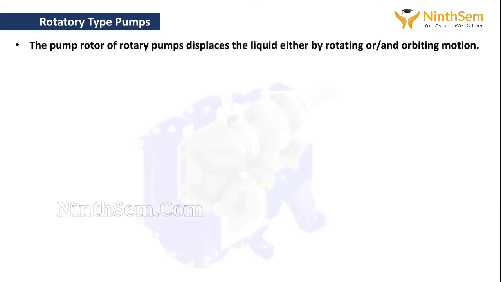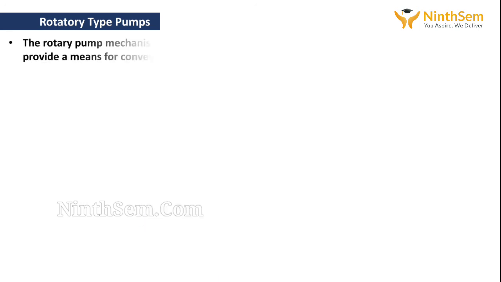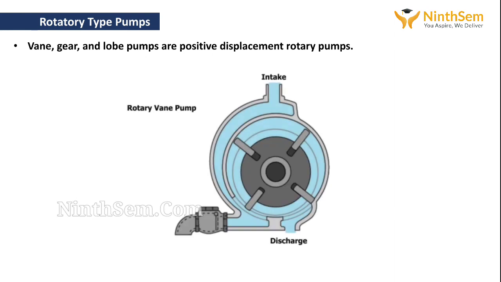Next, come to rotary type pumps. The pump rotor of this type of pump displaces the liquid either by rotating or by a rotating and orbiting motion. The rotary pump mechanism consists of a casing with closely fitted cams, lobes or vanes that provide a means for conveying a fluid. Vane, gear and lobe pumps are positive displacement rotary pumps.